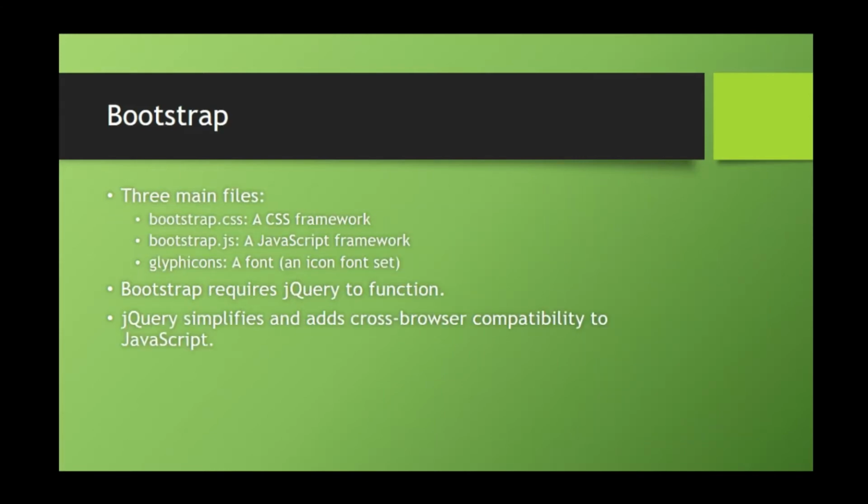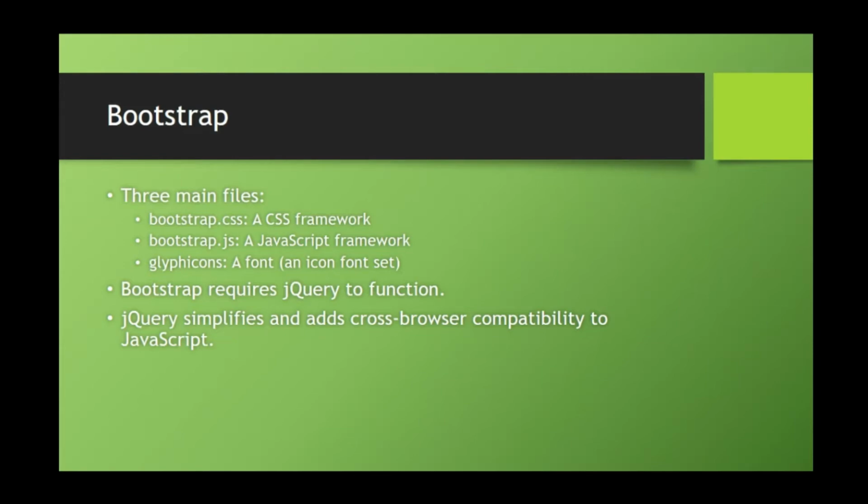Next, there are three main files in Bootstrap. The first one is the CSS file, bootstrap.css, for the CSS framework. The second one is bootstrap.js. JS refers to JavaScript, so it's for the JavaScript framework. And the third one is Glyphicons, a font format for icons. Bootstrap requires jQuery to function. jQuery simplifies JavaScript and adds cross-browser compatibility to it. That is the function of jQuery.